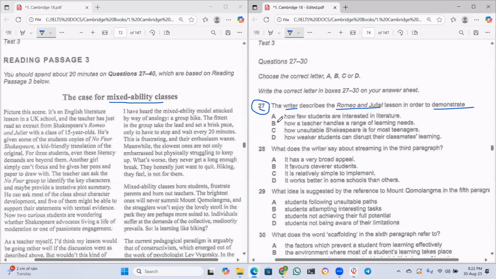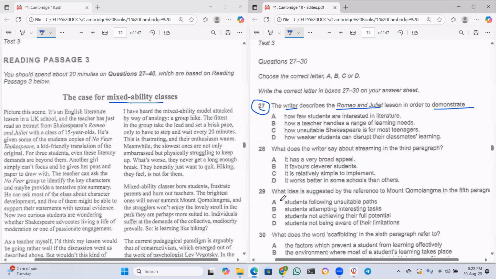In the question, we should recognize the keywords. So the first strategy is keywords. What is the keyword here? The main one, Romeo and Juliet. So in the paragraph, we are going to have something about Romeo and Juliet. And in order to demonstrate something, the writer is mentioning that. So what is that? We have to find out.